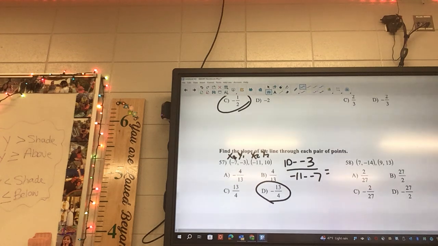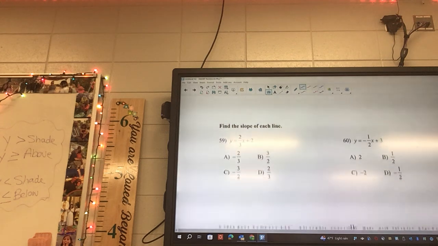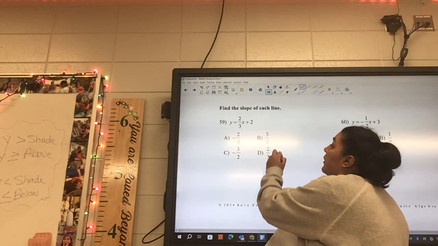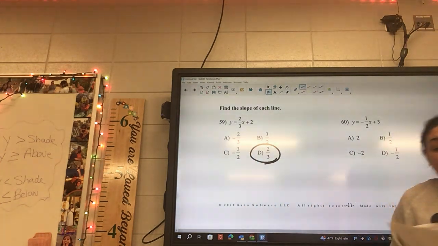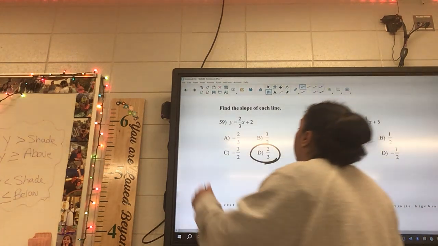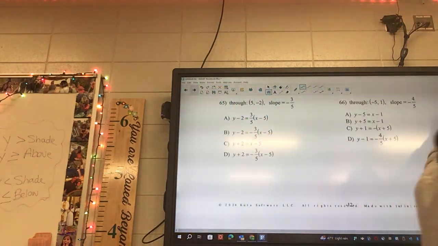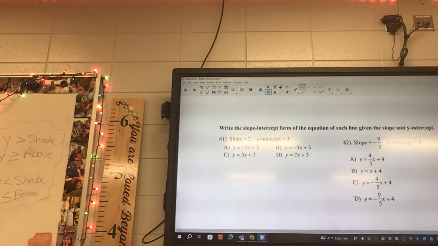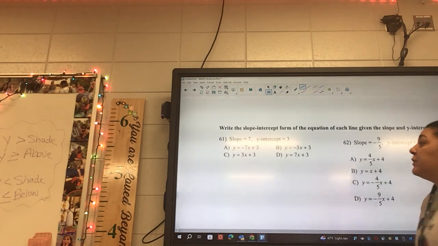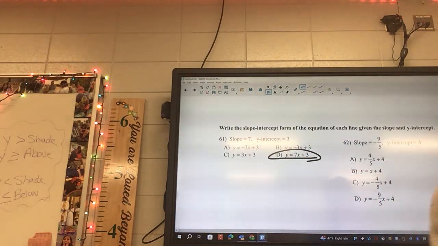Okay, 59. Which one is the slope? Which one is the slope? 2 over 3 or 2? 2 over 3. Okay, so it's going to be D. Okay, 61, it says write the slope-intercept form. Okay, what is the slope? The slope is 7 and the y-intercept is 3, so that's going to be D, because y equals mx plus b.